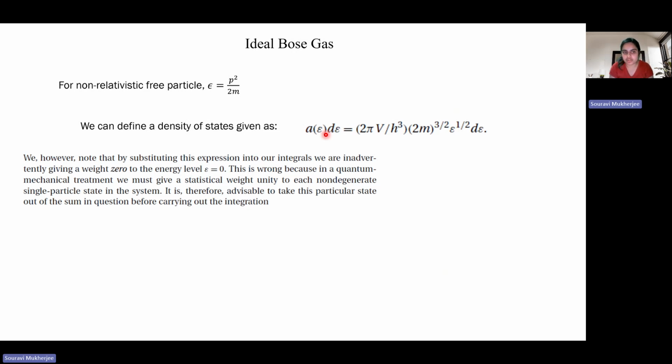So it's wrong, because in a quantum mechanical treatment, we must give a statistical weight of unity to each non-degenerate single particle state. Okay. And now you're talking about a Bose gas, so under certain conditions, you can have many particles in the zeroth state, right? So that means we have to explicitly consider the case where epsilon goes to 0. This is true when epsilon is not equal to 0. But when epsilon is equal to 0, we have to explicitly consider that term.